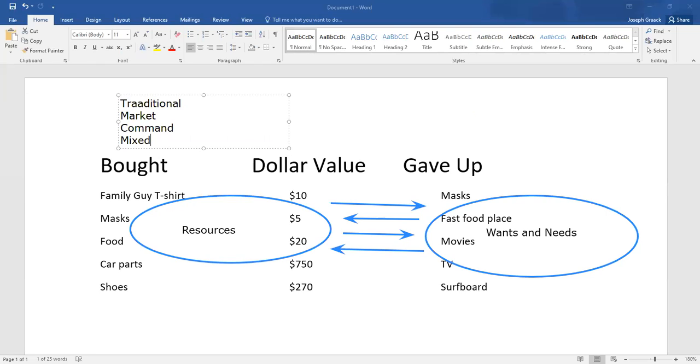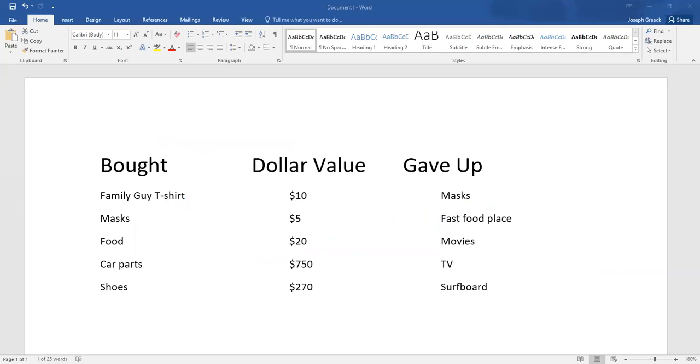And so all economists basically study is how societies exchange resources with people who have wants and needs. And so they'll fit into a specific category in terms of what type of system it is, helps if you spell traditional right, and how those exchanges take place. That's all economics is, the study of that. Questions for me on that one?